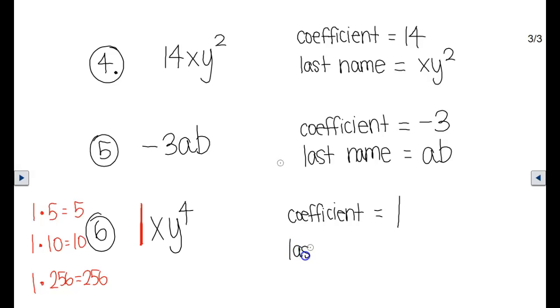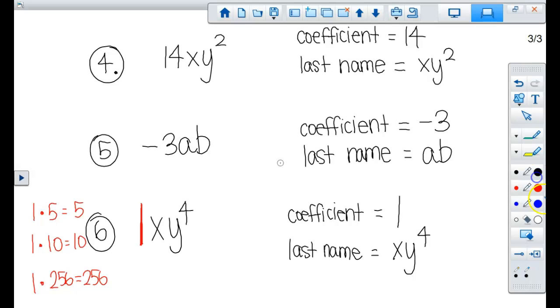Now, what would the last name or variable part be for this particular term? And the answer is it would be x y to the 4th power. So notice that when I take that last name, I take all of the variables, all of them, along with any exponents or powers that they might have. So if you ever find yourself missing the coefficient, it's not a big deal at all. That just means that that coefficient is an invisible 1.